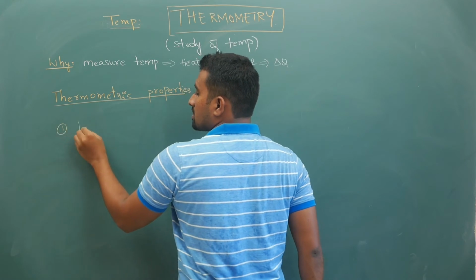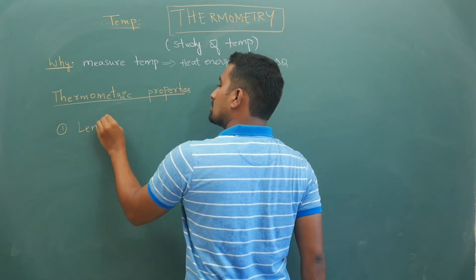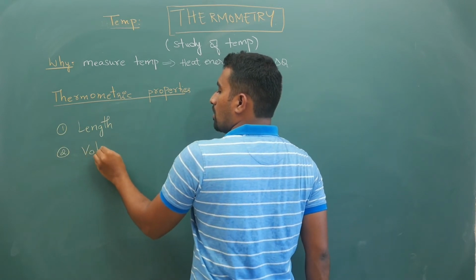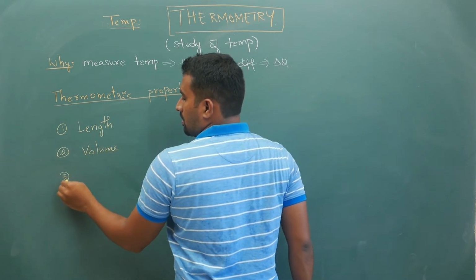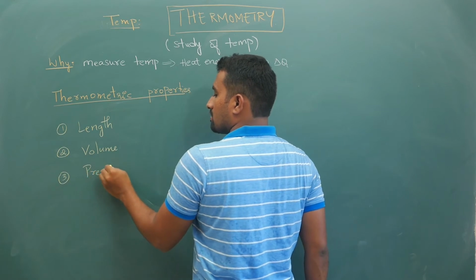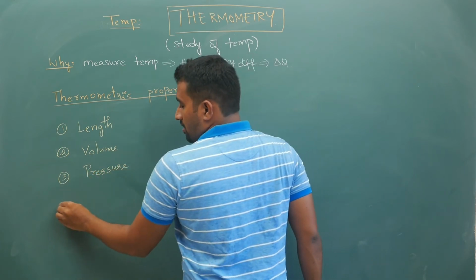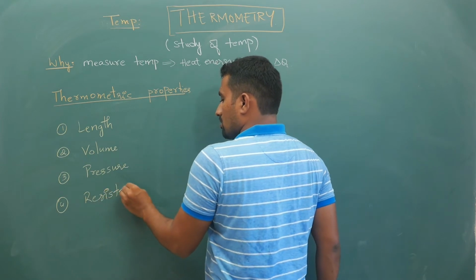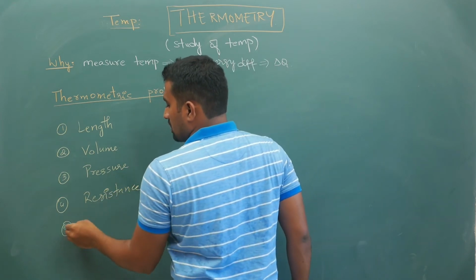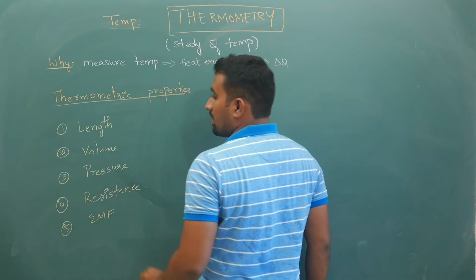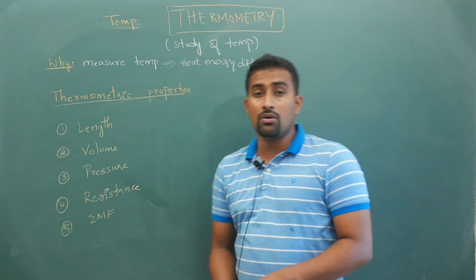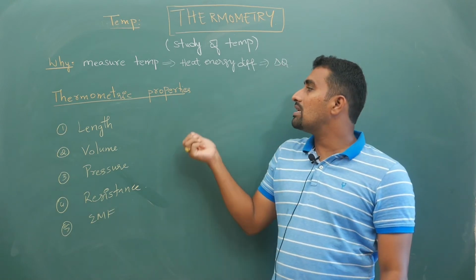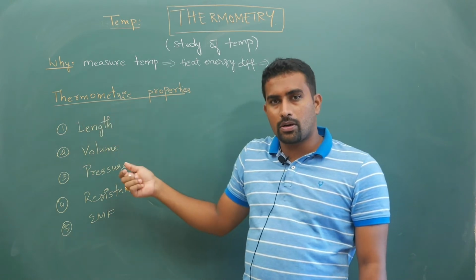First one is length. Second one is volume, third one is pressure, fourth one is resistance, fifth one is EMF. Like this there are a lot of terms. Now how you will measure temperature: for that we will use the thermometric properties.